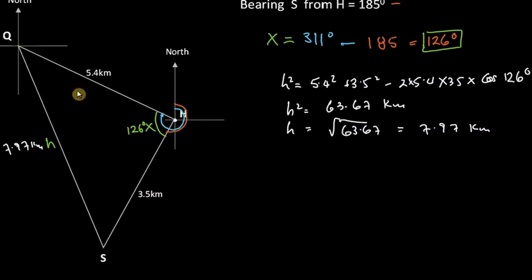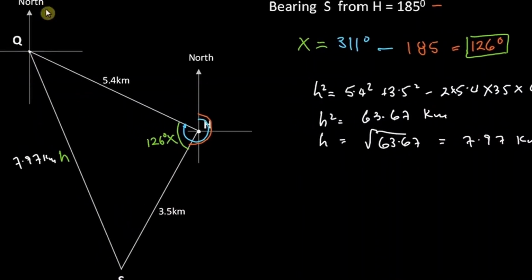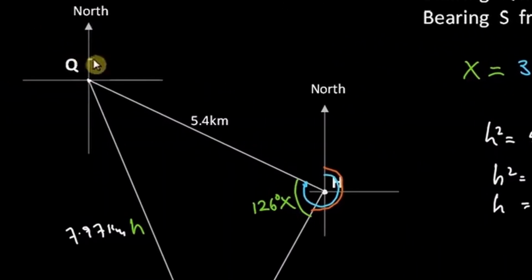So if we are going from Q, it means we are at Q and we need to get to S. So let's identify that bearing here. This is the bearing measured from north until we hit the line going from Q to S. So that bearing is clearly made up of three parts. Let's just identify them here. The first part is 90 degrees between north and east.